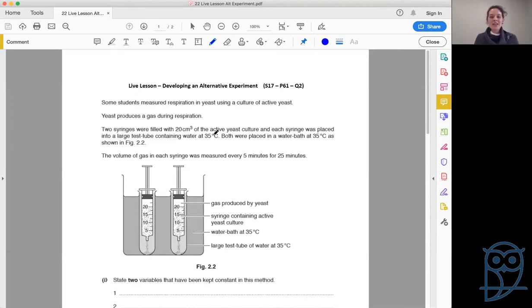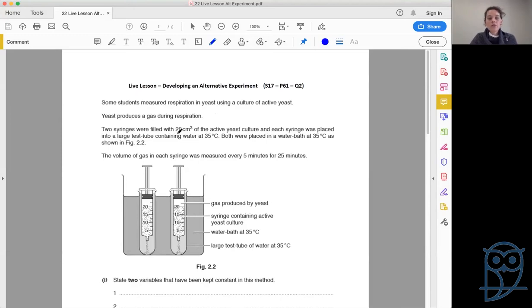Okay, so we are working here through Summer 17, paper 61, question 2, and we've jumped all the way through to a description of another experiment. So they tell us in the paper that some students measured respiration in yeast using a culture of active yeast. Yeast produces a gas during respiration.